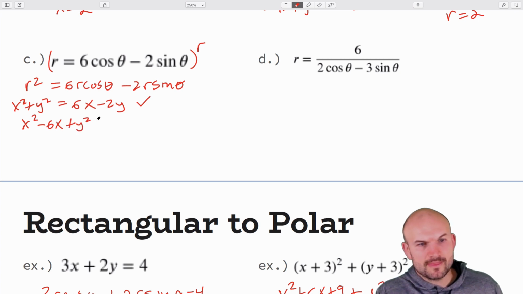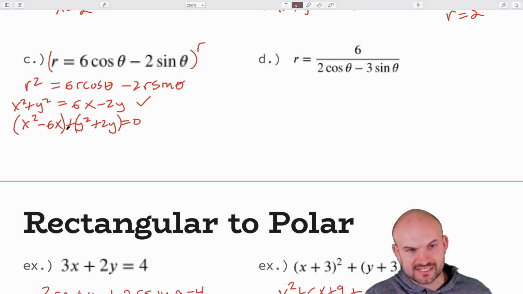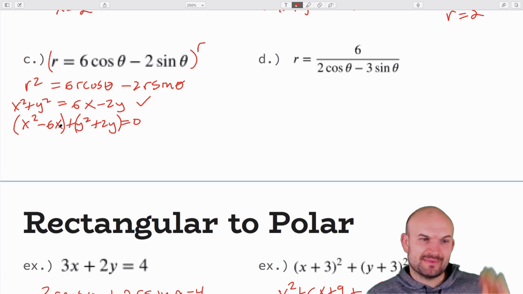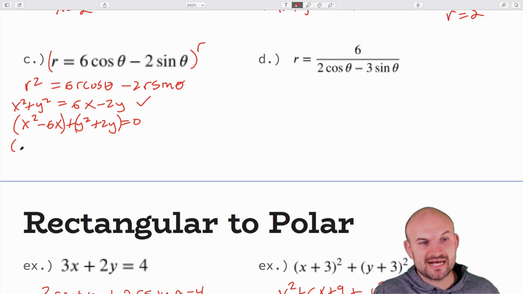Plus y squared plus 2y is equal to 0. Now you can see I'm going to group my x's and I'm going to group my y's. And basically what I want to do is say, all right, what number should I add inside these parentheses to create a perfect square trinomial? Again, what number is exactly the same that adds to give me -6? And again, that's going to be a -3. -3 plus -3 is -6. -3 times -3 is going to be a positive 9.